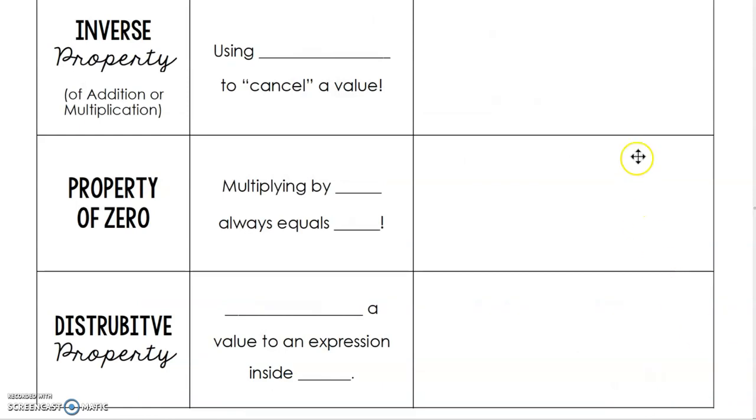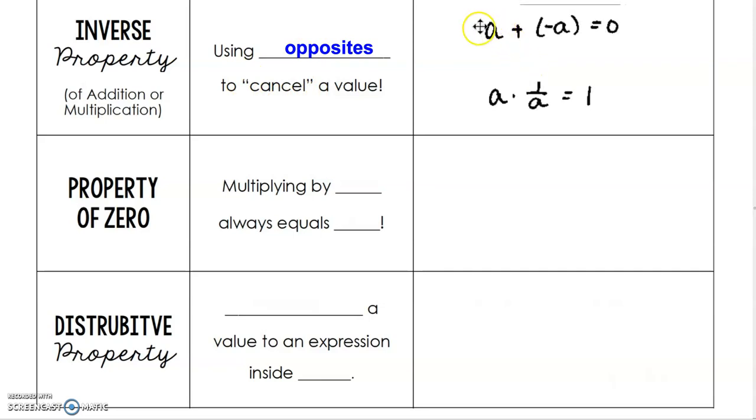We have the inverse property, which is using opposites to cancel a value. Notice cancel is in quotation marks. What this means is we are making this either 0 or 1. So a plus negative a equals 0, because a and negative a are additive opposites. A times 1 divided by a equals 1, because a and 1 over a are multiplicative opposites. So once again, the additive identity is 0 and the multiplicative identity is 1. We're trying to cancel those out to their respective identity value.